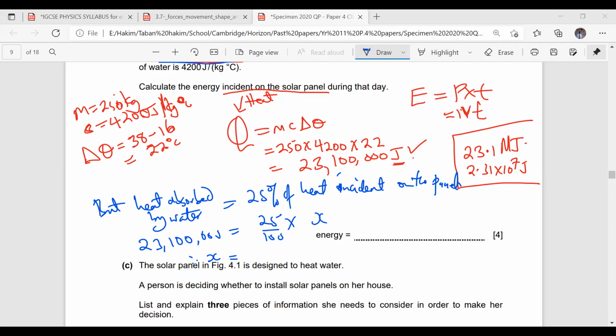Zero 0.25, 231,000 divide by 992,400,000. Okay, and that is very correct.